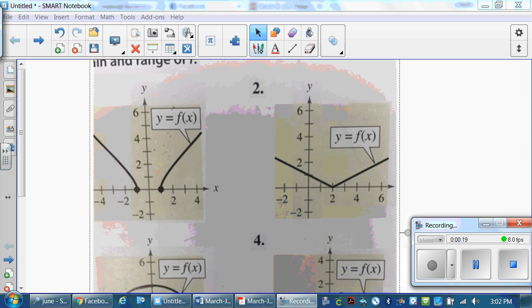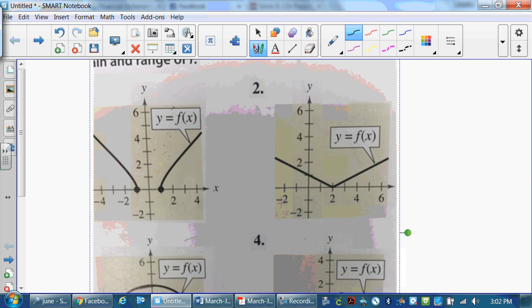So these first questions ask you to find the domain and the range of the graph. Keep in mind the domain is your x values and the range is your y values. On number 1, the domain goes from negative infinity, with a parenthesis, up to and including negative 1. Infinity always gets a parenthesis, and negative 1 gets a bracket because it can touch negative 1. Then it starts again at 1 and goes to infinity.